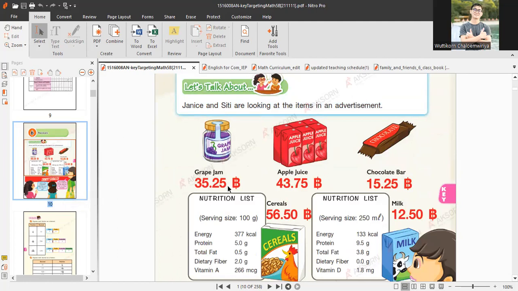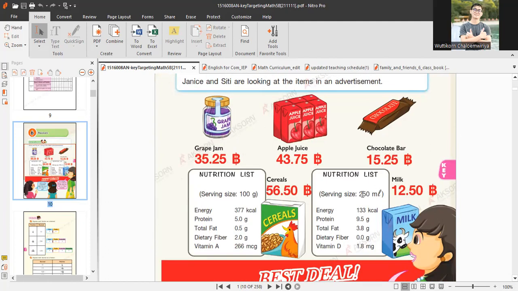Here, there's a glass of grape jam, some boxes of apple juice, and a chocolate bar. Right. Oh, chocolate. I'm sure all of you like chocolate.